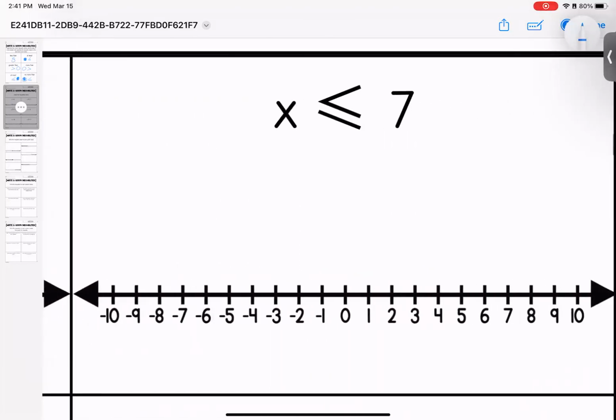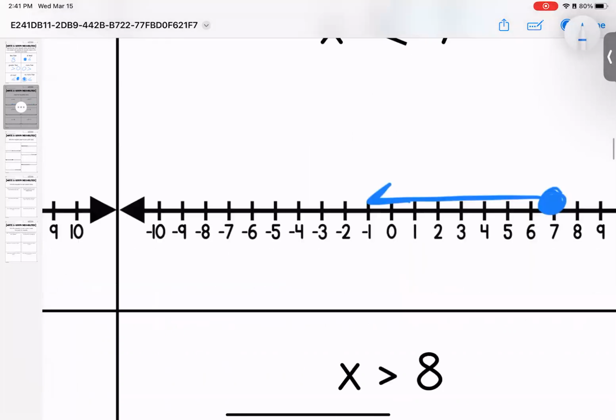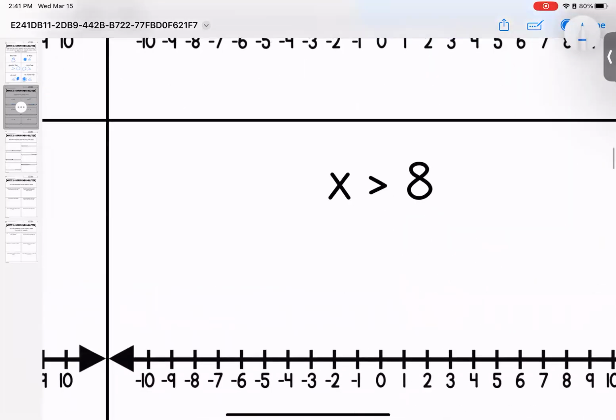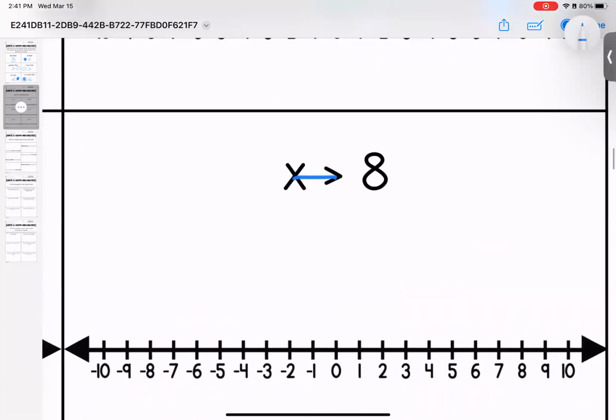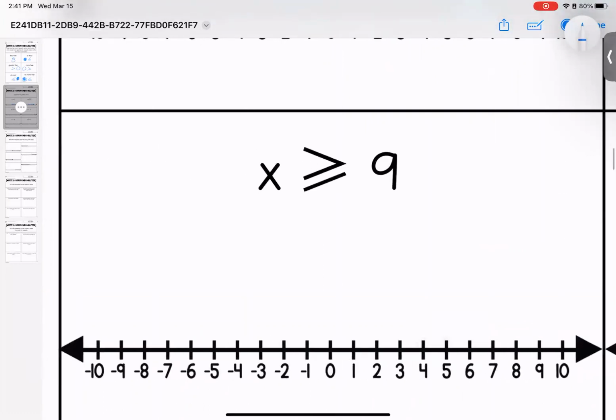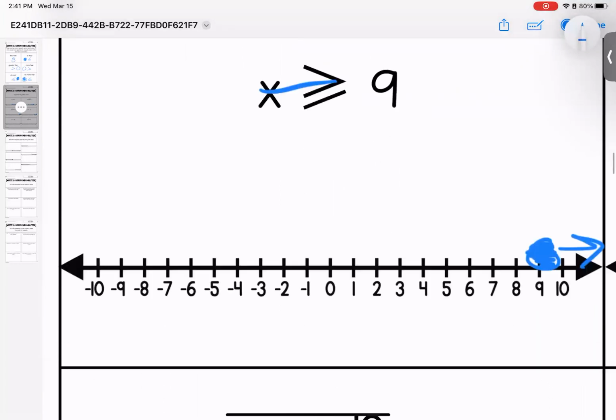X is less than or equal to 7. I find my 7, I fill in my circle, and my arrow follows my inequality sign. X is greater than 8. I find my 8, I leave it open, and my arrow follows my inequality sign. X is greater than or equal to 9. 9, fill it in, and my arrow, it's short, it's right at the end.